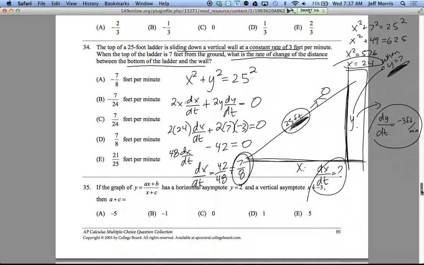What's happening to this distance as the ladder slides away from the wall? It's getting bigger. It's increasing. The derivative should be positive. A positive derivative indicates increasing. A negative derivative indicates decreasing.